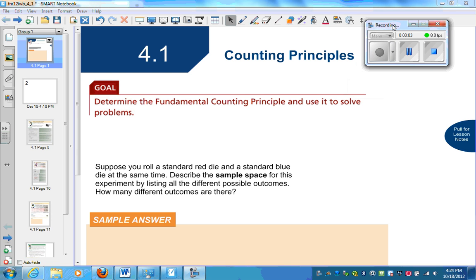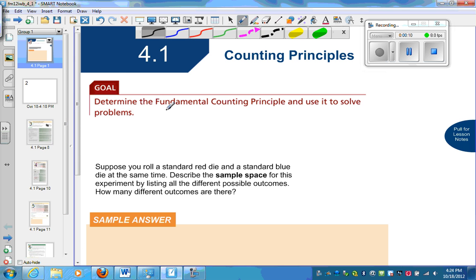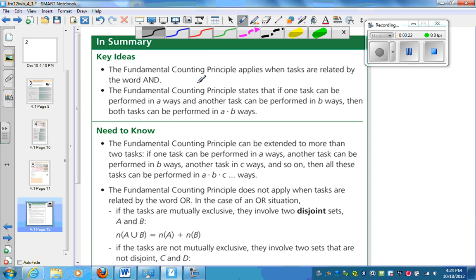Section 4.1, Counting Principles. So we're going to learn about something called the fundamental counting principle. When we look at the word fundamental, it has a hidden word, and that word is "and." Anytime there is an "and," we use the fundamental counting principle. The fundamental counting principle says that if one task can be performed A different ways, or 5 ways, and another task can be done B ways, or 6 ways, then both tasks, doing A and B, would be 5 times 6, or 30 ways to do it.